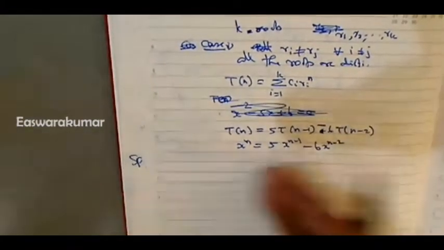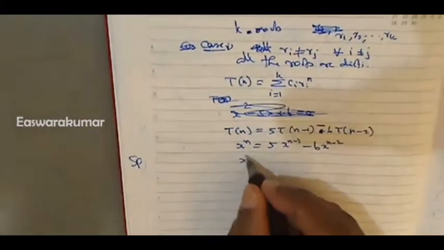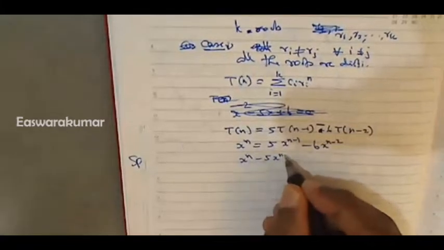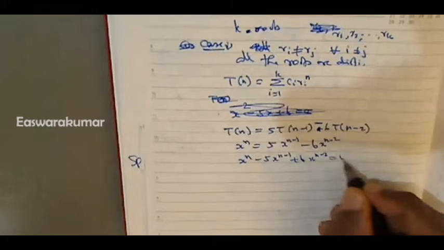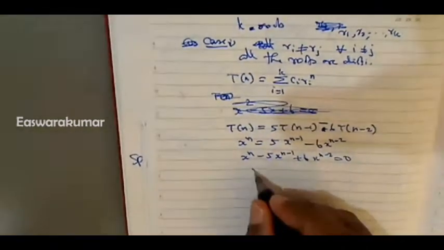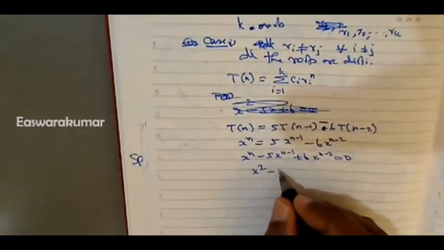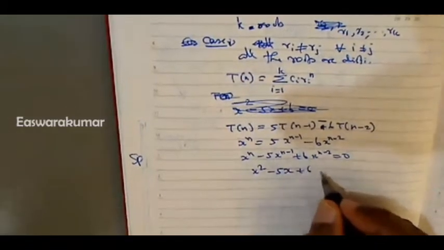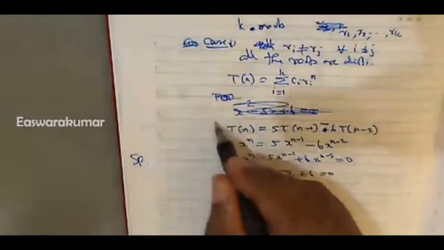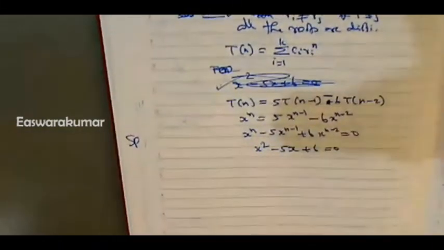If you bring this to the left hand side, what do you get? x power n minus 5 x power n minus 1 plus 6 x power n minus 2, and that is equal to 0. If you remove the common term, you get x square minus 5x plus 6, that is equal to 0. So this is what I have written here already. Just to reduce the time, I straight away wrote the characteristic polynomial, because you should know that once you have the polynomial, how to write the complexity.